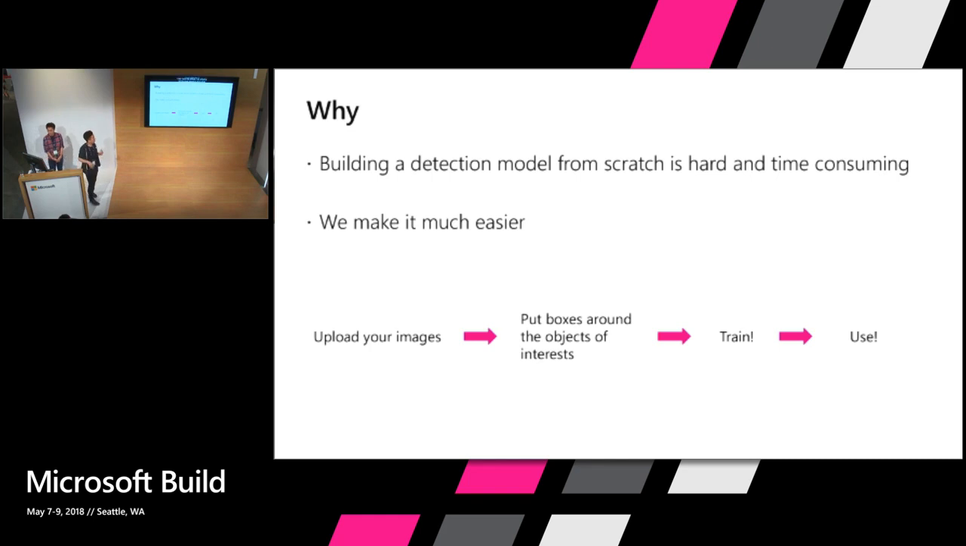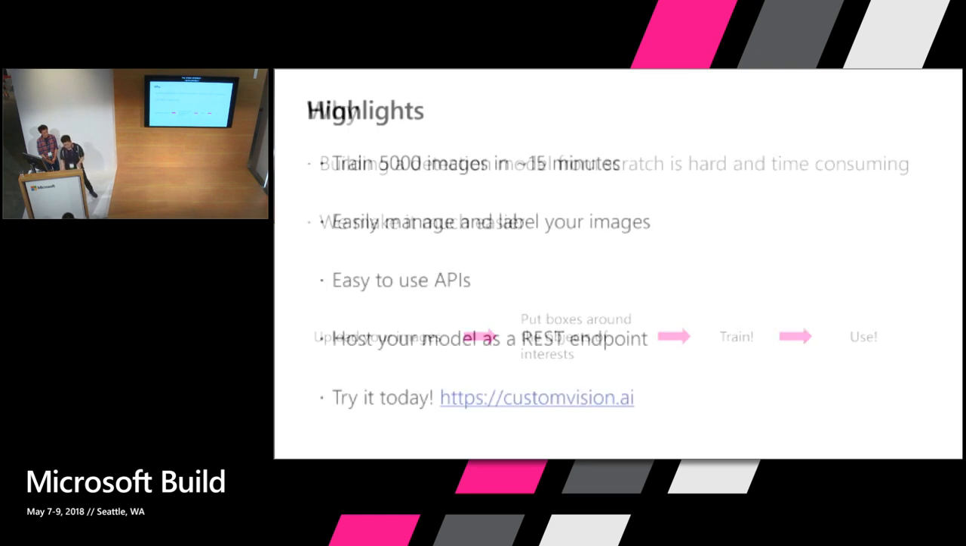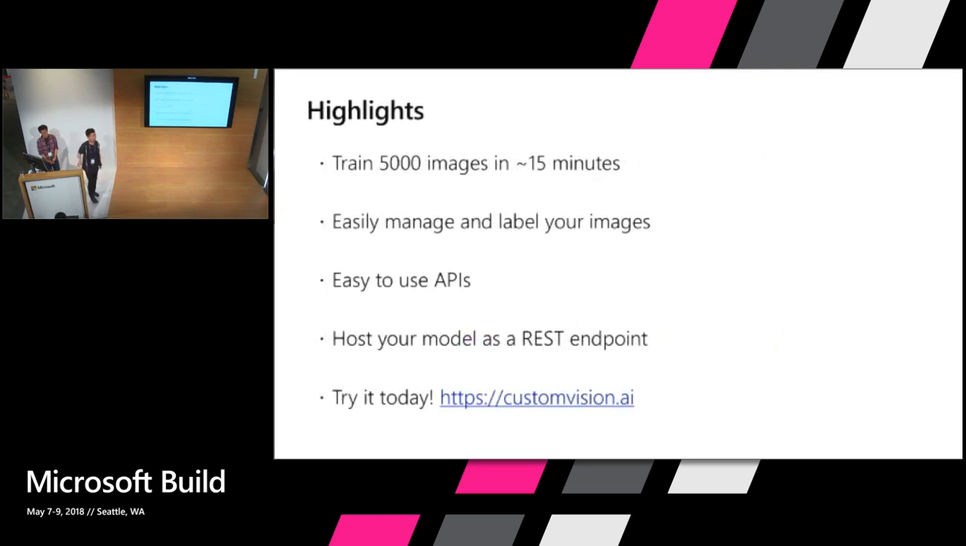On our web portal, our website, which is customvision.ai, you can upload your own images and label your data by simply putting boxes around the objects of interest, and then click the train button. Then you get a model in a few minutes, and then you can send images to your trained model and get your predictions. Here are some highlights about our object detection service. Basically, we are pretty fast. If you have a project of 5,000 images, which is the current limit for the preview version of the object detection service, we can finish the training in 15 minutes right now.